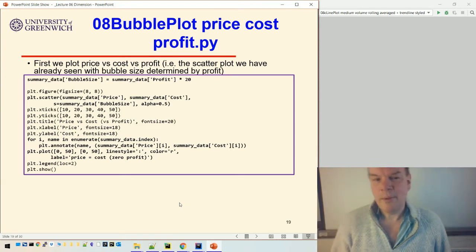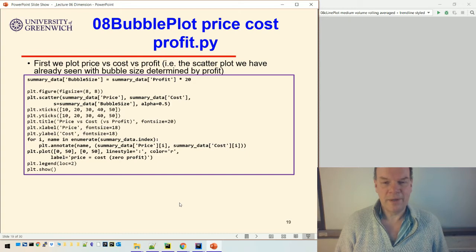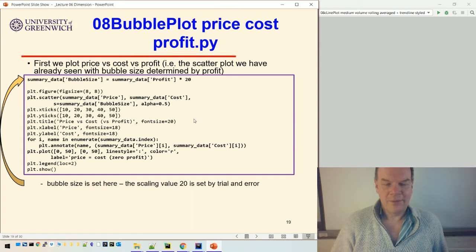And in order to do a bubble plot, you use the same code that we did for scatter plots, but you need now to set the size of the dot. Okay, so first of all, and you don't have to do it this way, but this is a good way to do it, is just to add another column into your data frame, which I'll call bubble size. We're doing price versus cost versus profit. So price and cost are going to be on the x and y axes, and profit is going to be the bubble size.